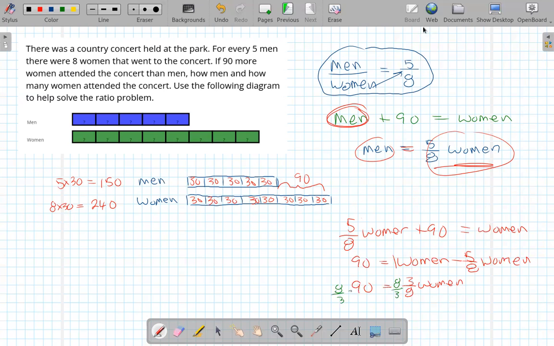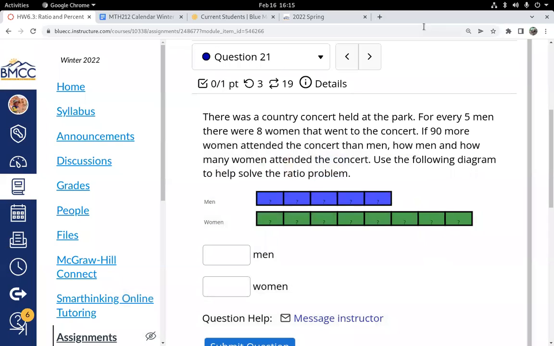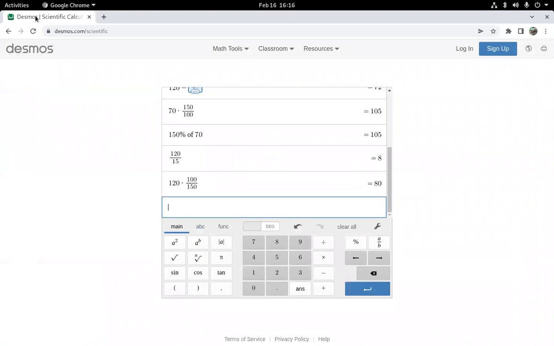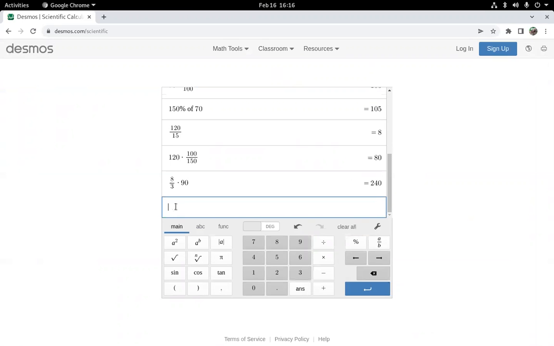And the whole point is here I have 8 divided by 8, which is 1, and I have 3 divided by 3, which is 1. So now I know the number of women is whatever 8/3 of 90 is. So let's see if that works out the same as what I already know from the picture. Calculator. Where's my calculator? It's way over here. Let's put you in there. So 8/3 times 90 should give me the 240 that the picture showed me more easily.